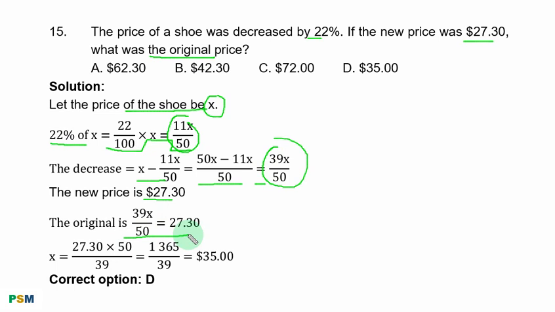Multiply through by 50 to clear the fraction and divide both sides by 39 to get S, and you have $35 as the price of the shoe, the original price. The correct option is D.